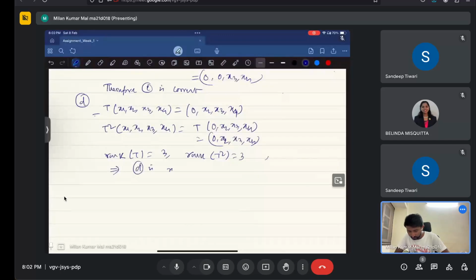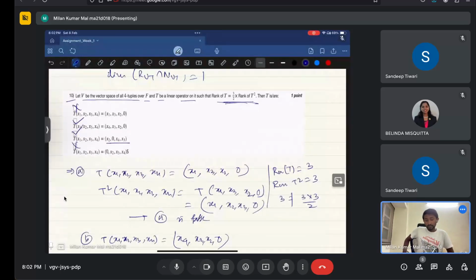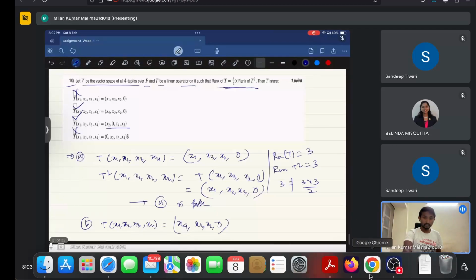So only options B and C are correct, and all the other two options will be false. So this is all. This is just easy verification, nothing special, just having the knowledge of the dimension of the range space and the dimension of the null space.